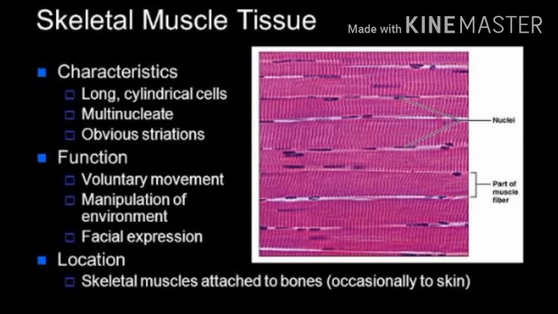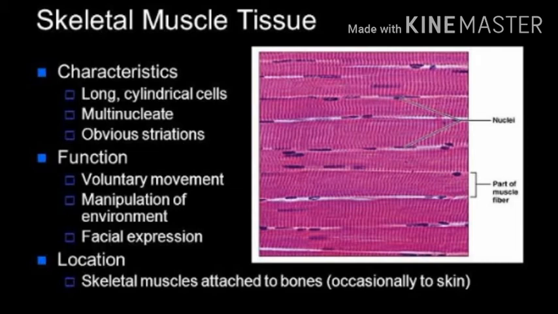These muscle cells or myofibrils are long and cylindrical in shape, and they are multinucleate. One of the most important features of skeletal muscle is that we can find a dark and light band-like pattern when observed under the microscope, as you can see in the diagram. These are called striations.